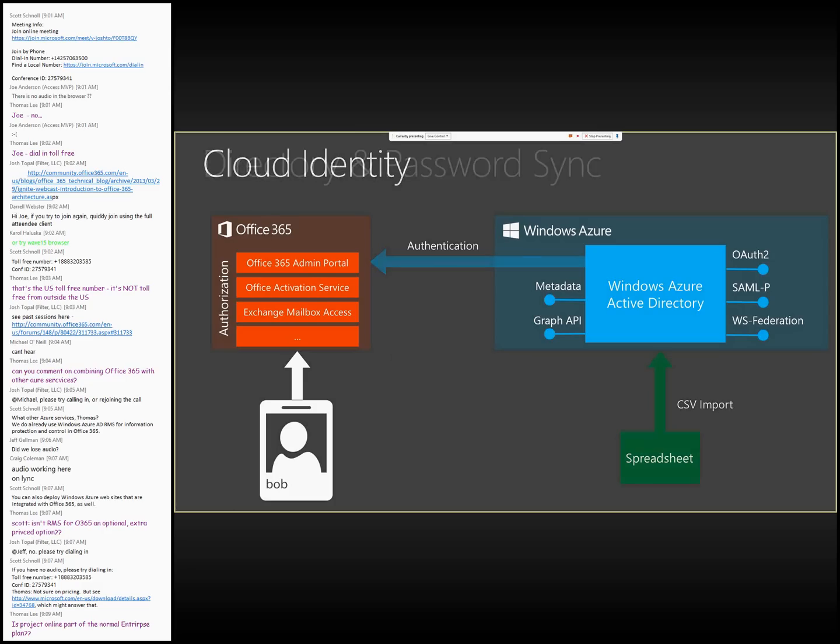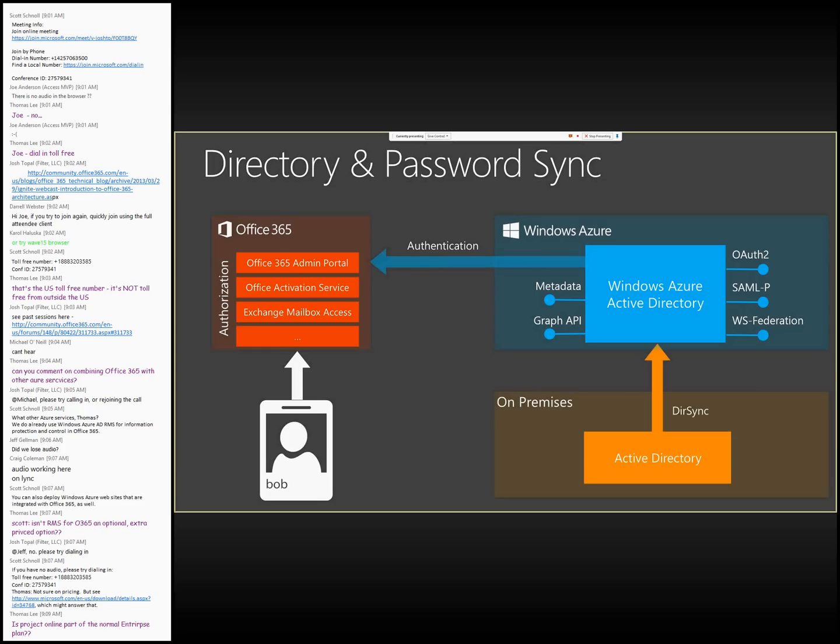Now, for larger organizations, with their on-prem Active Directory, they're probably going to want to use DirSync to sync up those objects into Windows Azure Active Directory. But when they do so, they're still going to allow Windows Azure Active Directory to do the authentication. So when a user tries to log in, that'll still do the check with the service.